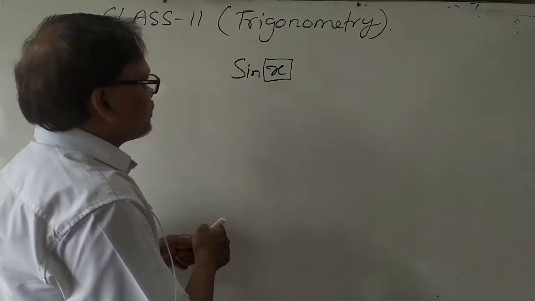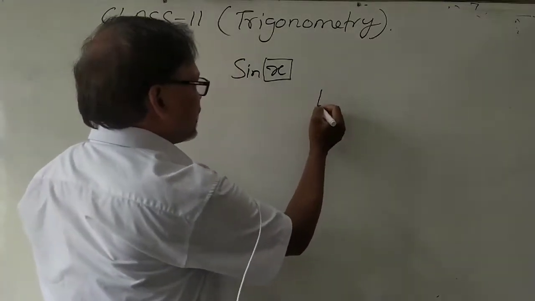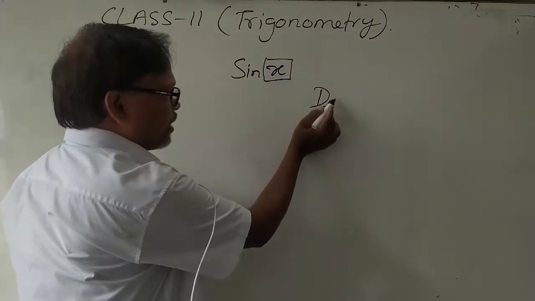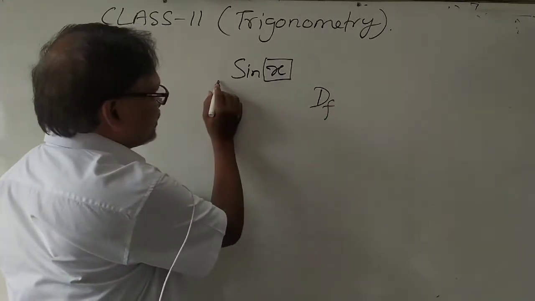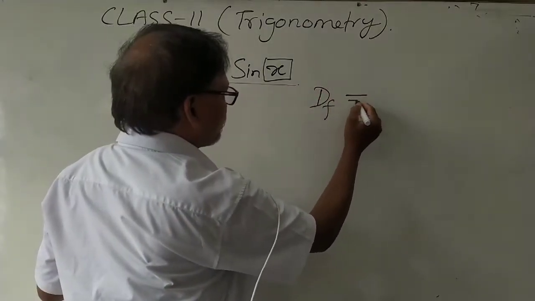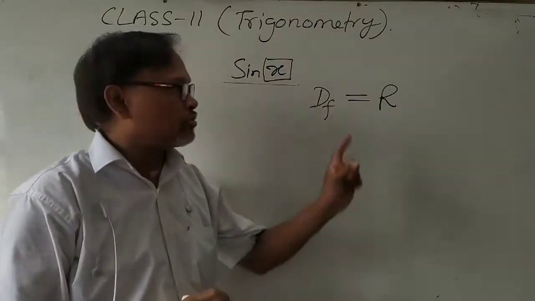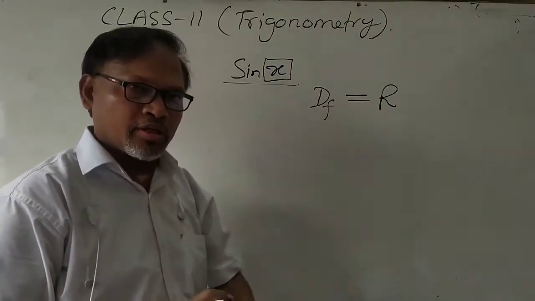So the domain is all real numbers, and domain is represented by D of f, where f means the function, which function? Trigonometric function, is equal to R, like this. All real values, you can also write in terms of all real values.